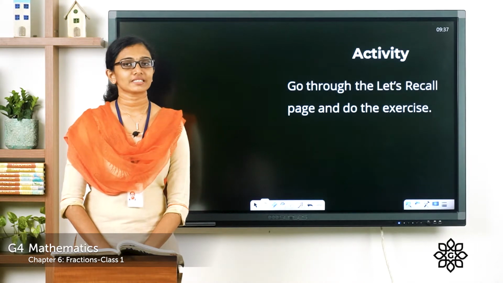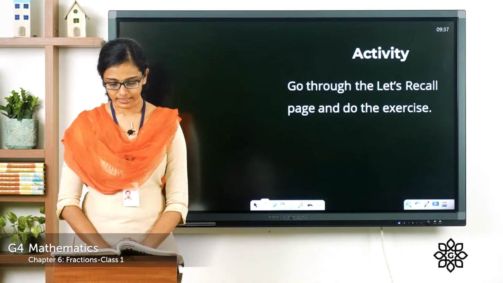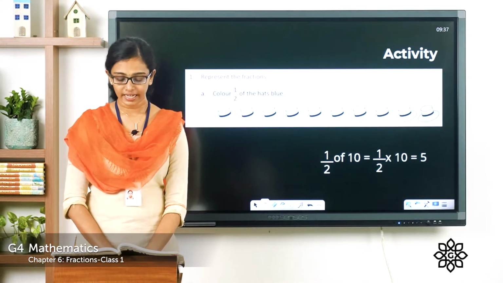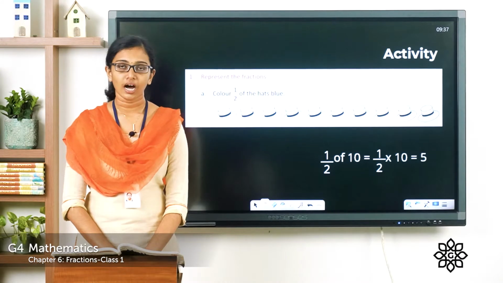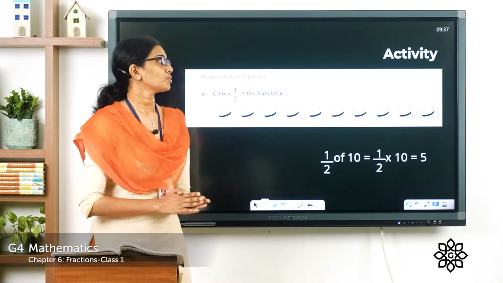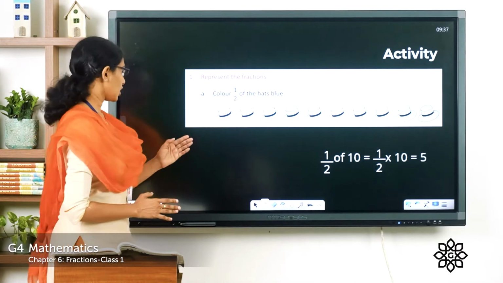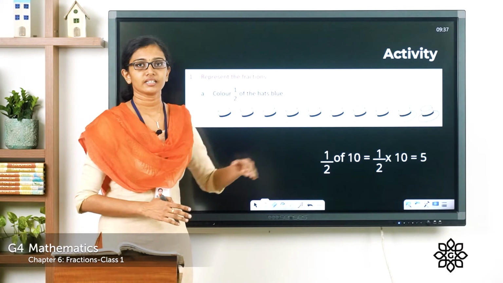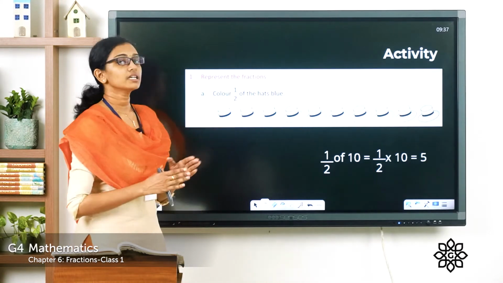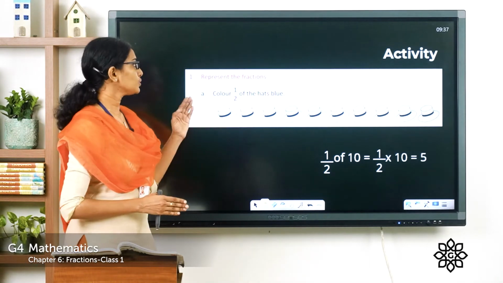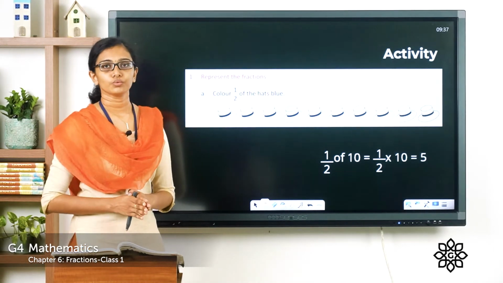Now let's look at the questions once again. The first question, represent the fractions. Question A, color 1/2 of the hats blue. So what you're supposed to do here? How many hats you can see here? You can see 10 hats here. Did you count them? We have 10 hats here and you're supposed to color 1/2 of the hats in blue.